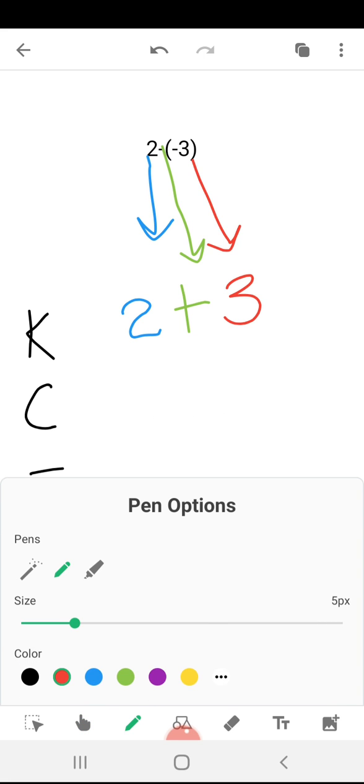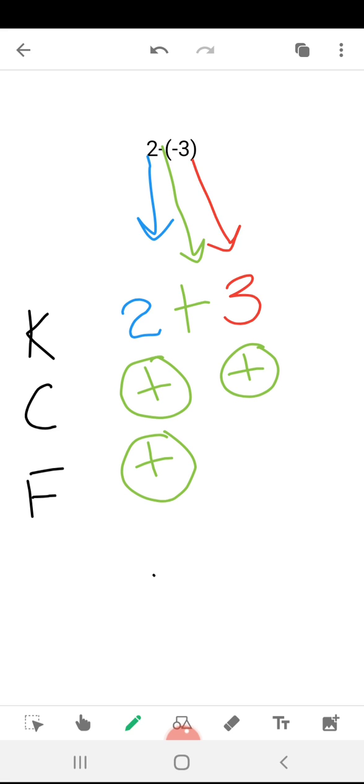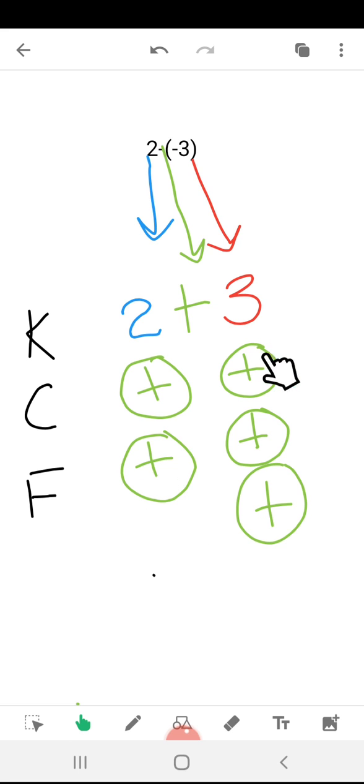How do we represent a positive 2 using the chips? We draw 2 positive chips. How do we represent a positive 3 using the chips? 3 positive chips. In this case, we have nothing to pair, so we go ahead and add up what we have. So we have 1, 2, 3, 4, 5 positive chips, so our answer is 5.